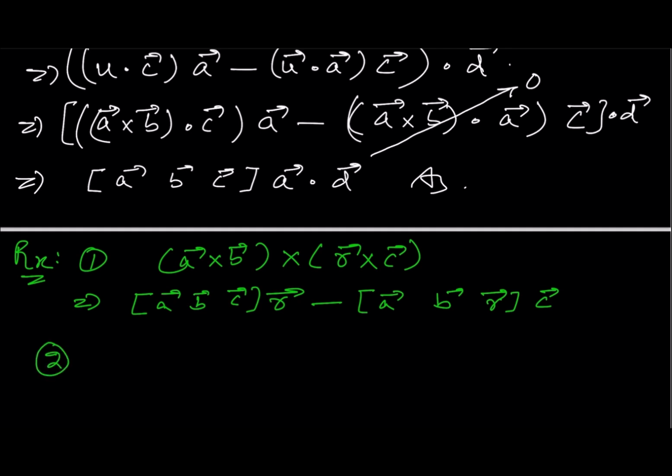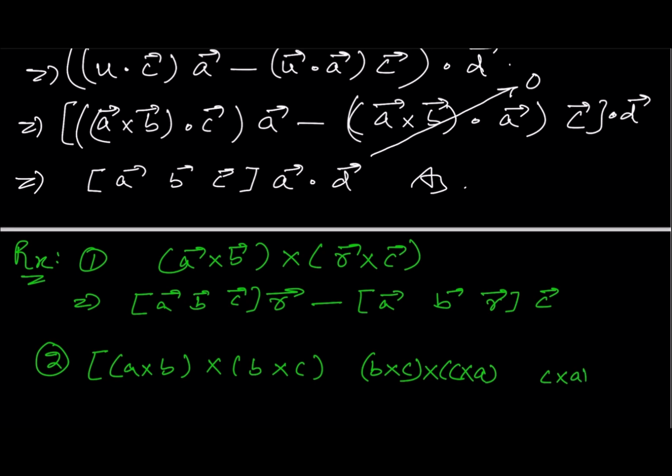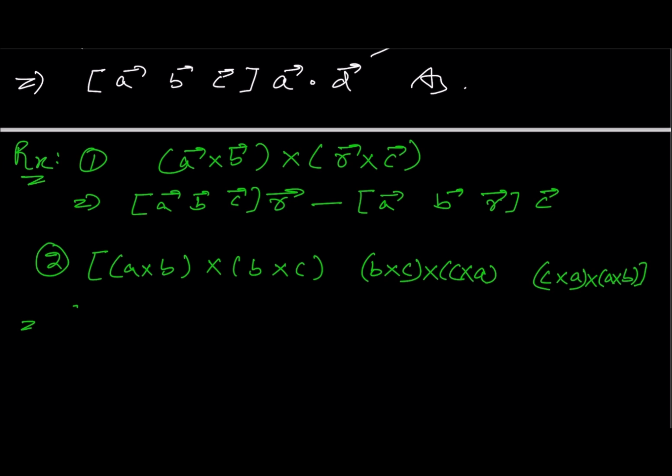Second one is box of (A cross B), (B cross C), (C cross A). So this can be written as box of A B C whole square, and again box of A B C square, whole square. So box of A B C whole to the power 4.